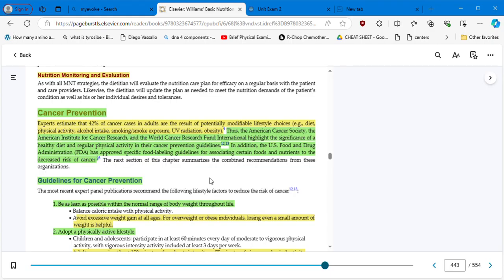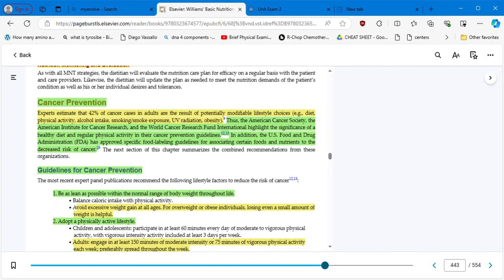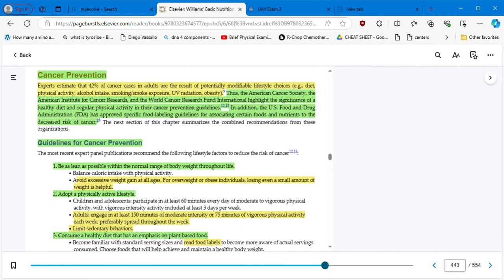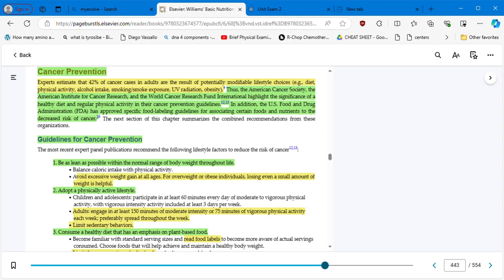Yes, this is true all the way. So diet, physical activity, alcohol intake, smoking, UV radiation, obesity, all of these are modifiable lifestyle choices. The American Cancer Society, the American Institute for Cancer Research, and the World Cancer Research Fund International highlight the significance of a healthy diet and regular physical activity in their cancer prevention guidelines.